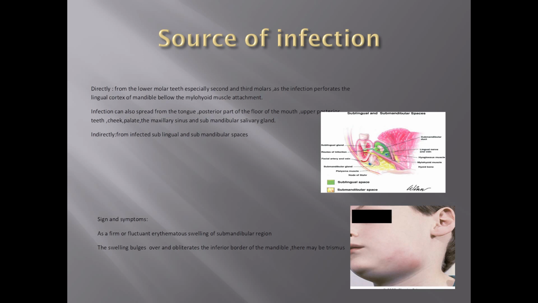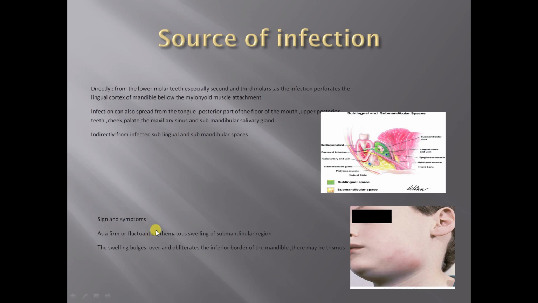Infection can also spread from the tongue, posterior part of floor of the mouth, and upper posterior teeth, cheek, palate, the maxillary sinus, and submandibular salivary gland. As we see in this picture, this is the direct source that comes from the tooth. Indirectly from infected sublingual and submental spaces.